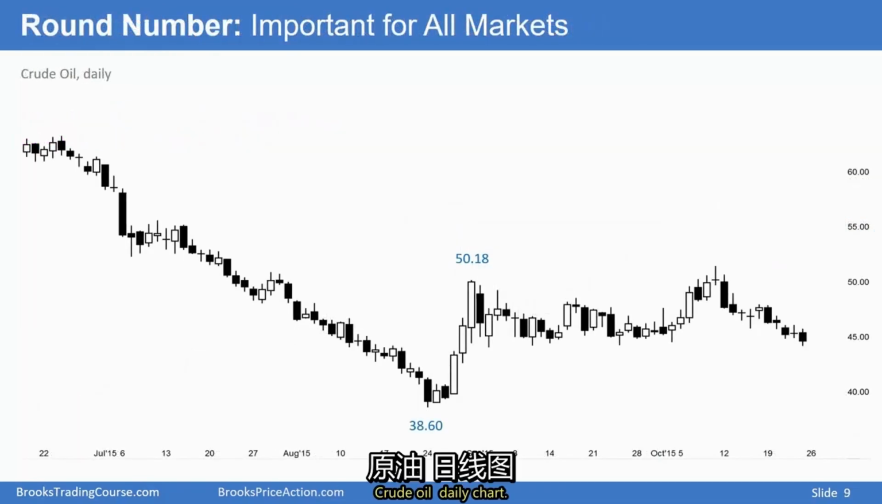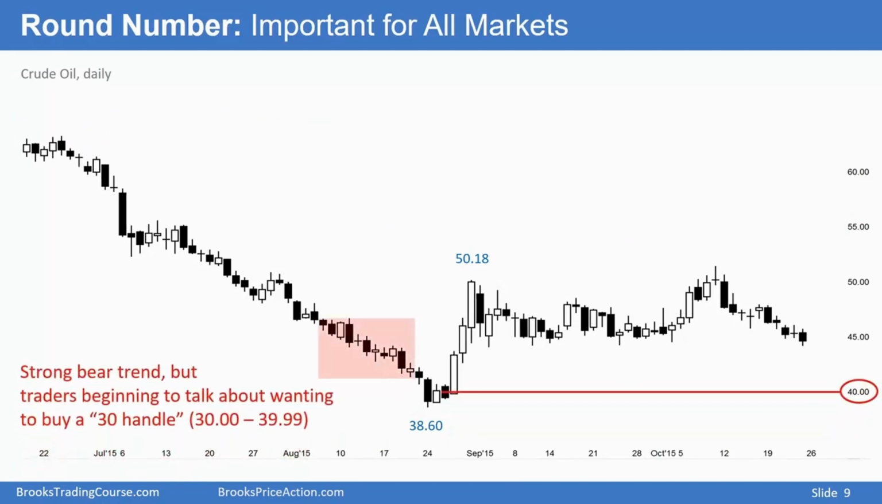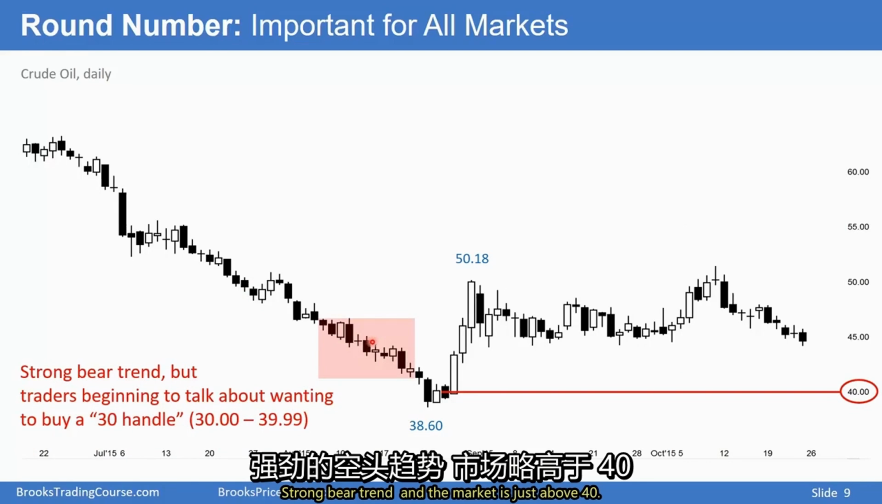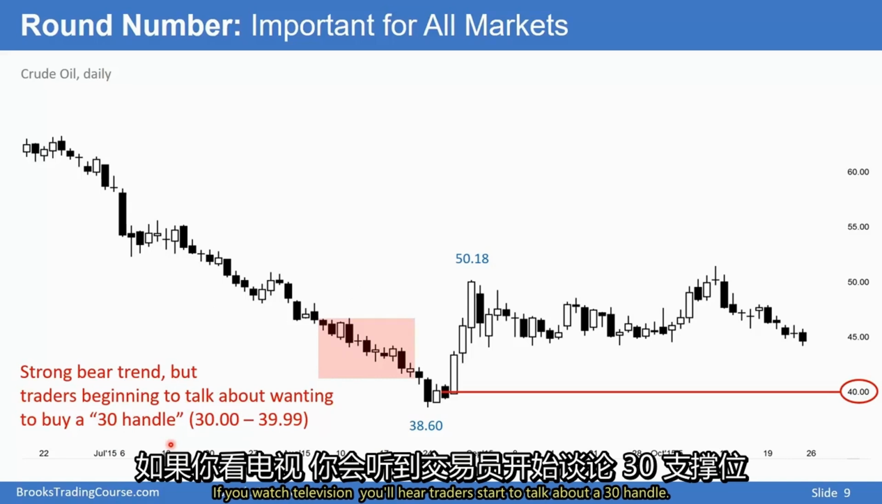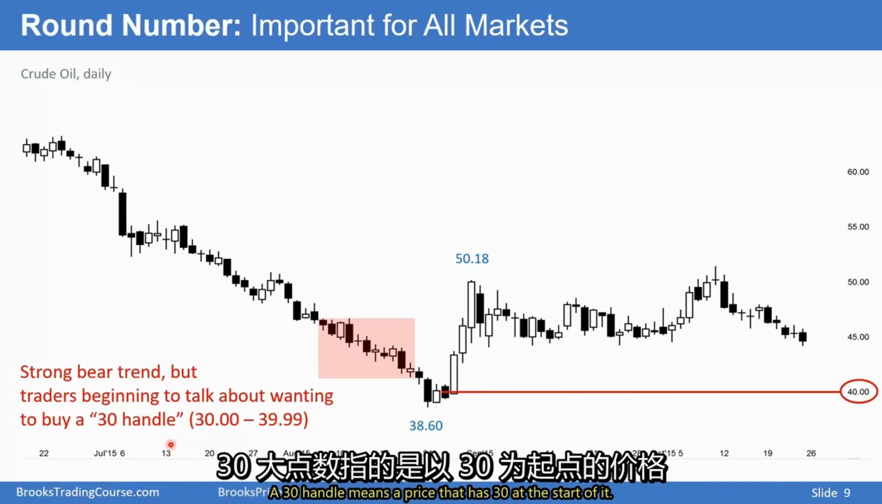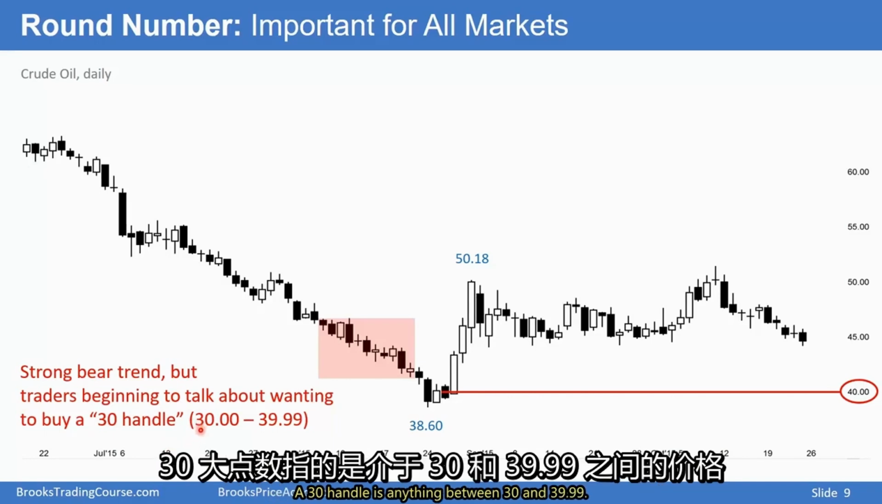Crude oil, daily chart. Strong bear trend, and the market is just above 40. If you watch television, you'll hear traders start to talk about a 30 handle. A 30 handle means a price that has 30 at the start of it. A 30 handle is anything between 30 and $39.99.